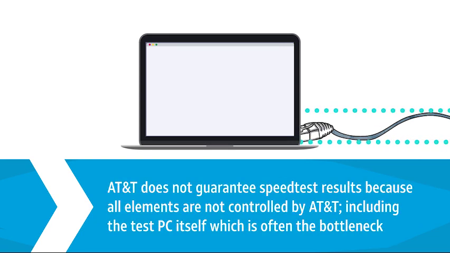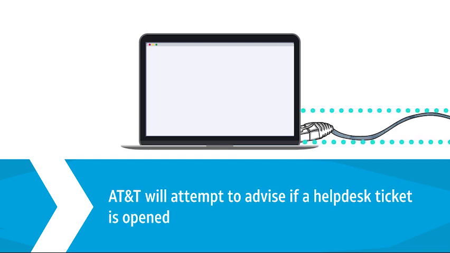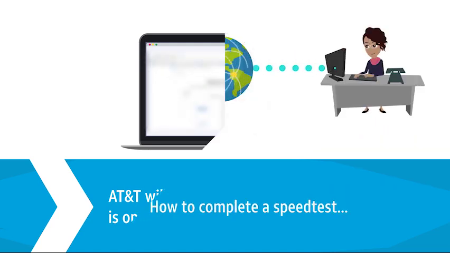AT&T does not guarantee the results of an internet speed test because the test often traverses network elements not controlled by AT&T, including the test PC itself, which is often the bottleneck. But we make an effort to advise you if and when you open a ticket through the AT&T Helpdesk. Let's walk through how you would run a speed test.